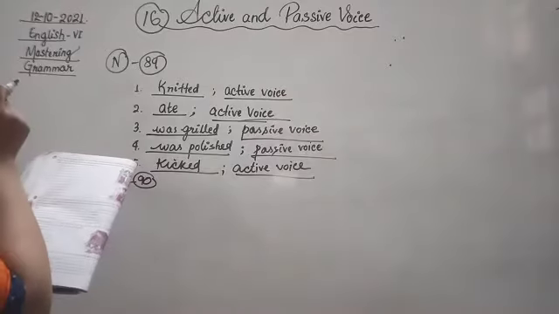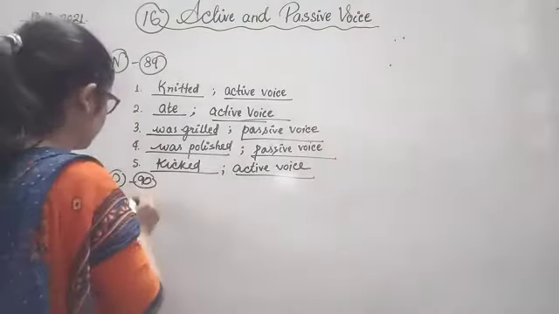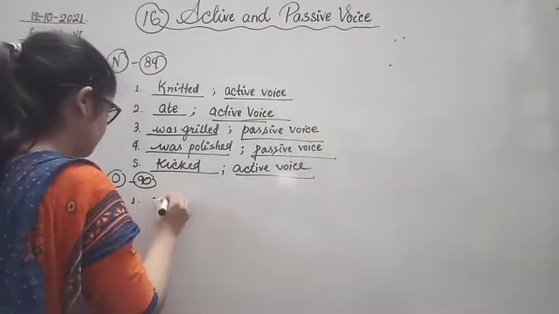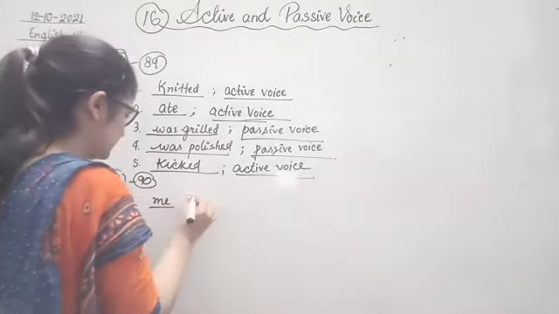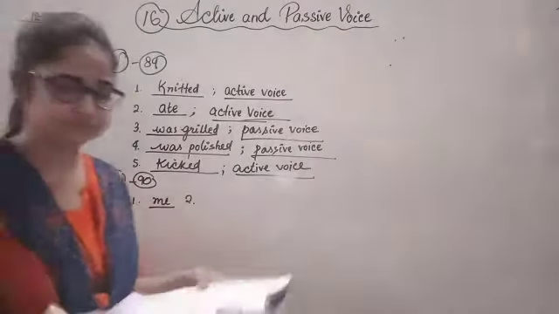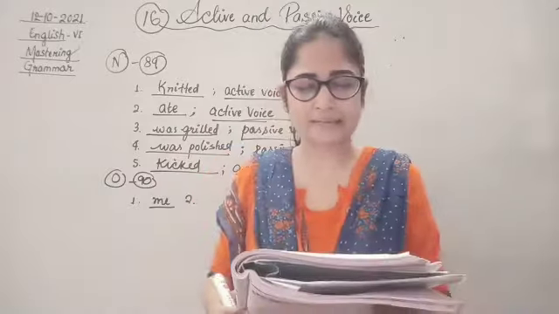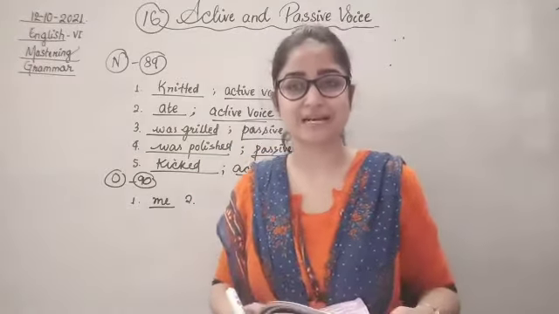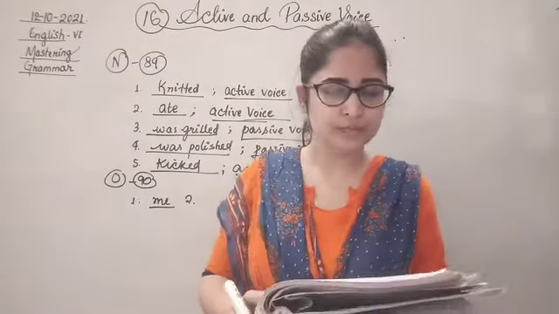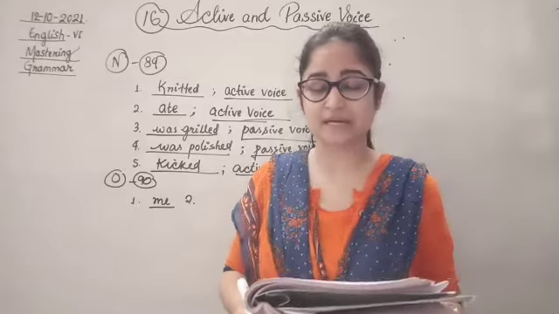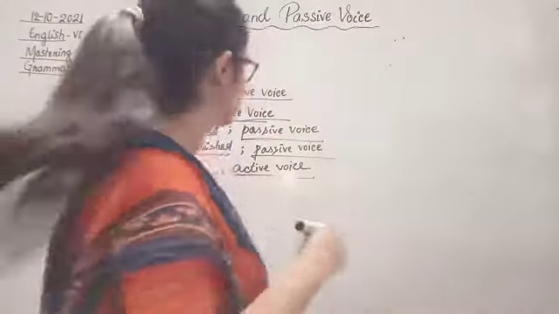Yes. So this one will be number 1, me. Okay. Number 2 now. I kept the basket carefully. This is an active voice because I is the doer. The basket was kept carefully. Again, I will change into me.